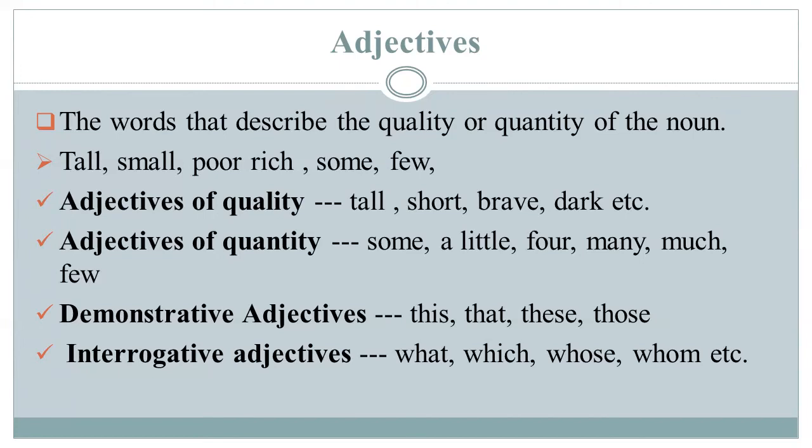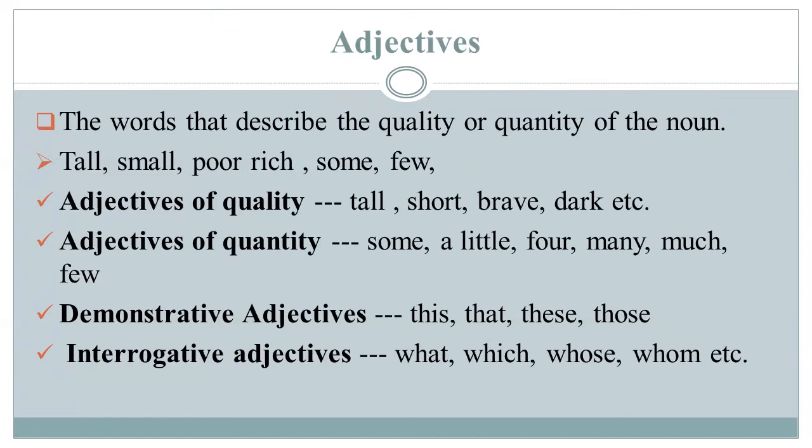Mary was a brave girl. In all these sentences, adjectives are highlighted. So brave is adjective. One thing to notice about adjectives is adjective always come before a noun that it describes. Brave girl. Girl is noun and the adjective that describes the girl is brave. So brave is adjective of quality.